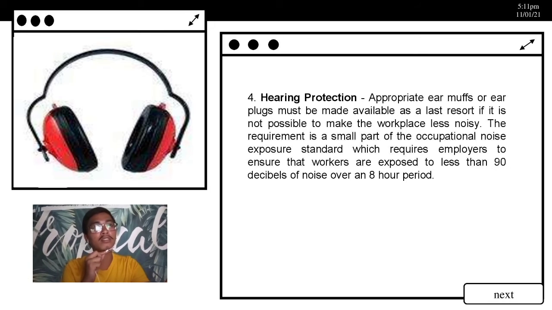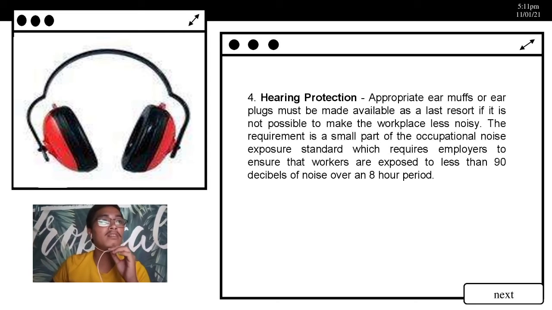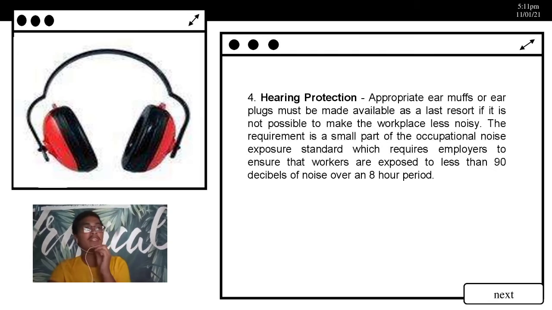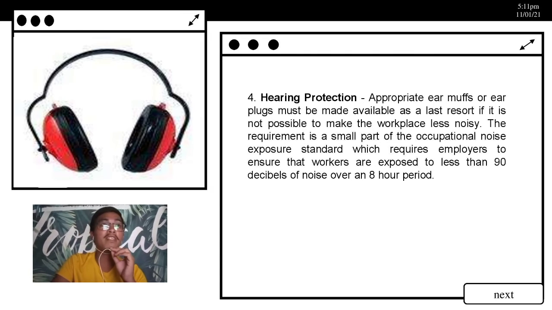So as mentioned earlier, our ears should not be exposed to more than 90 decibels. So let's move on to the types of hearing protection. The first one is the disposable earplugs. These are polyvinyl chloride (PVC) or polyurethane foam, of a one-time use design.